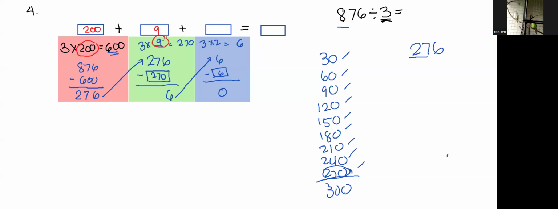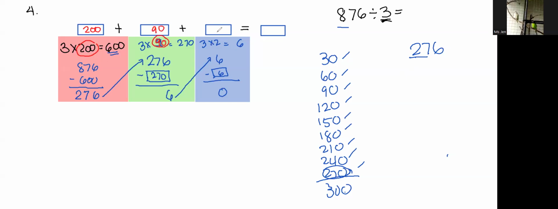Oh, I'm sorry. This one should be 90. Okay, I'm sorry about that. This one should be 90, not 9. Okay, so this is 90. And so that's the one that will go there.